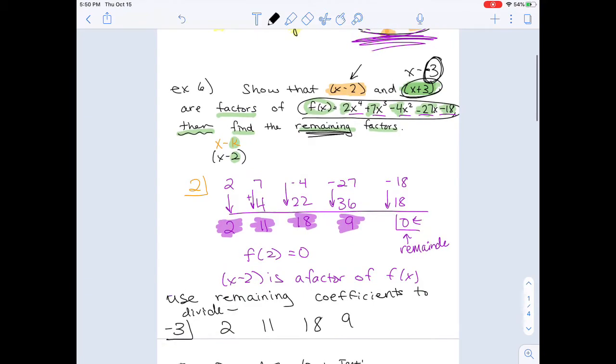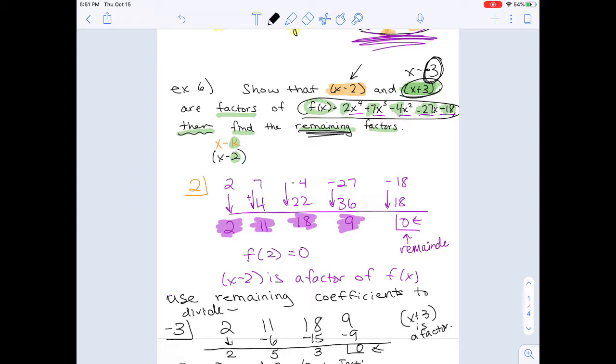And now we're going to see by synthetic division if this works. So we bring down 2 and we multiply. -3 times 2 is -6, add it down is 5. -3 times 5 is -15, add it down is 3. -3 times 3 is -9, add it down is 0. So check it out. Our remainder is 0 again. So that tells us that x plus 3 is a factor.